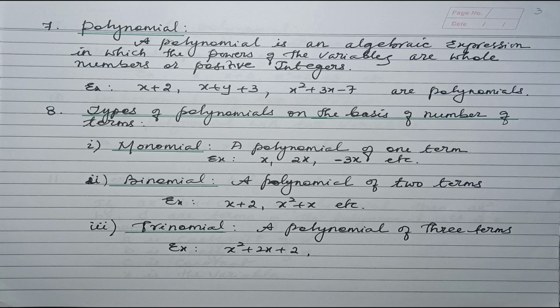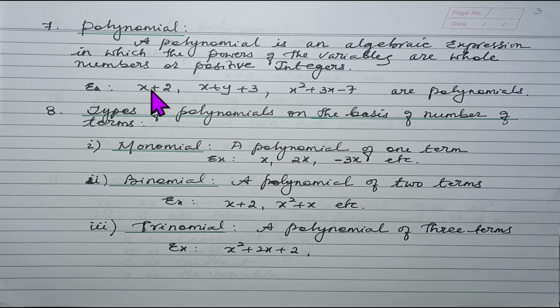Now coming to the next important term, that is polynomial. A polynomial is an algebraic expression in which the powers of the variables are whole numbers or positive integers. Please understand this. A polynomial is an algebraic expression in which the powers of the variables are whole numbers or positive integers. Let us take some examples.